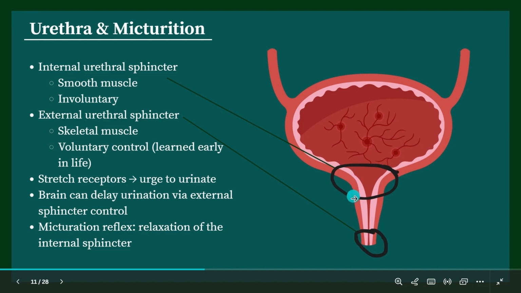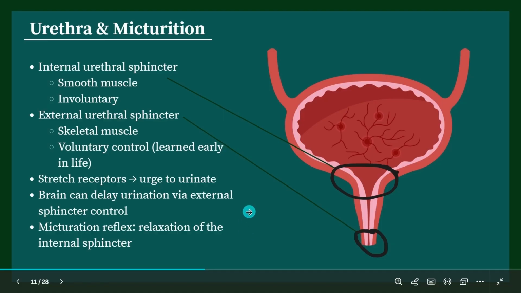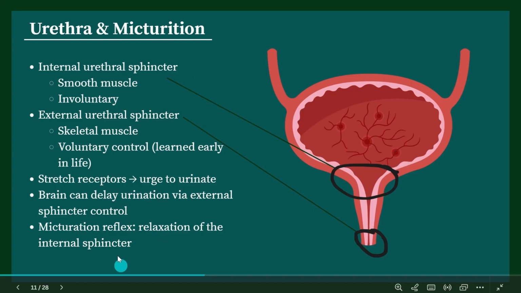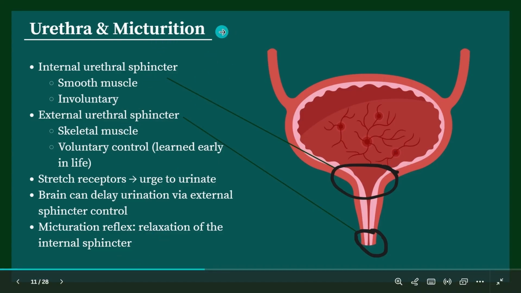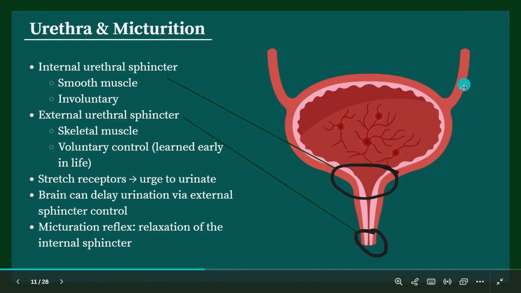But yeah, so there's a sequence of events that happens. First, the stretch receptors cause the internal urethral sphincter to open. And that's what causes, it's called a micturition reflex. It causes us to need to use the bathroom as soon as possible. Micturition means urinating. That's the biological term for that. It means the relaxation of the internal sphincter.